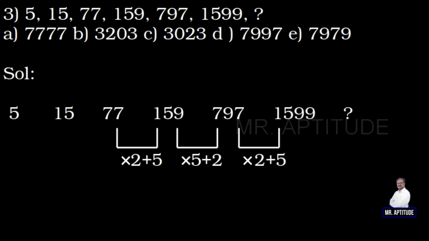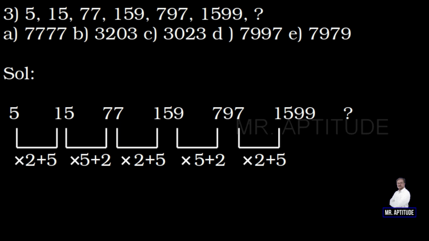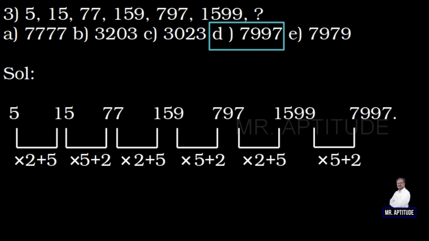As it's into 2 plus 5, into 5 plus 2, into 2 plus 5, you can answer the question here itself. But let us go with the remaining two numbers even. 15 into 5 plus 2, 5 into 2 plus 5. So your answer will be 1599 into 5 plus 2, which gives you 7997.